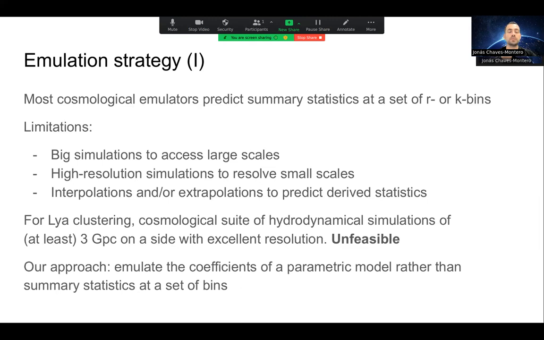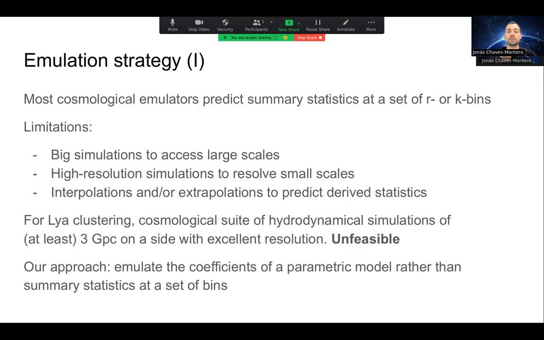Most cosmological emulators of the Lyman-α forest or galaxy clustering or gravitational lensing and so on predict summary statistics as a set of r bins or k bins. The main limitation of these emulators is that you need very big simulations in order to access large scales. And on top of that, if you want to resolve small scales, you need very high resolution. So big simulations, high resolution, takes a lot of time.